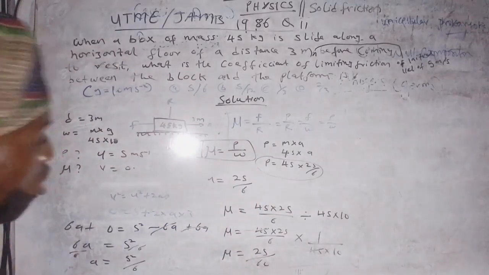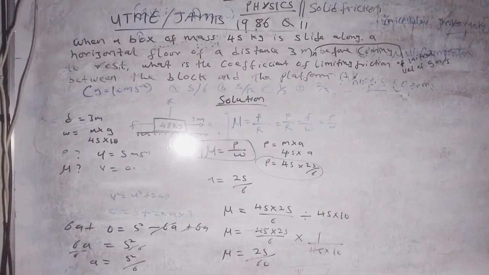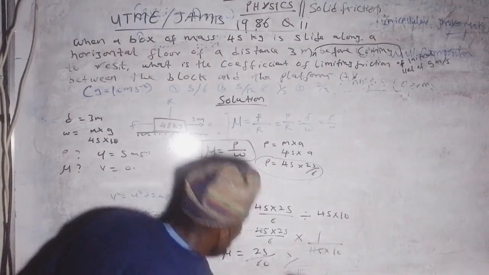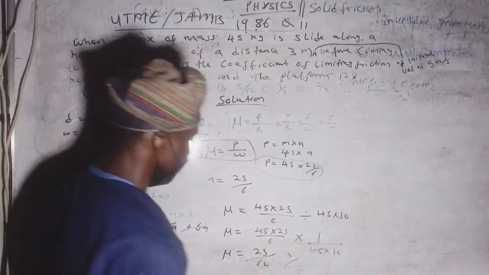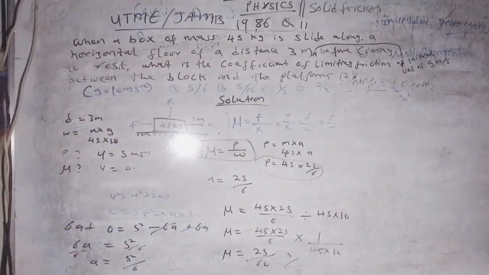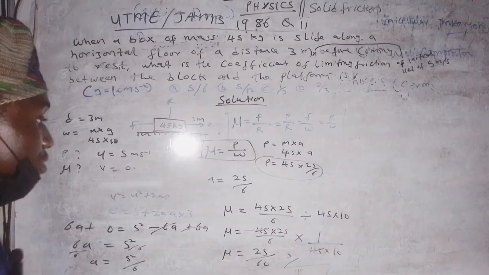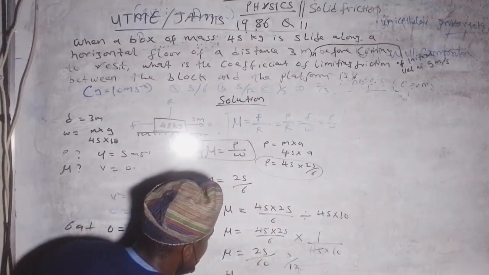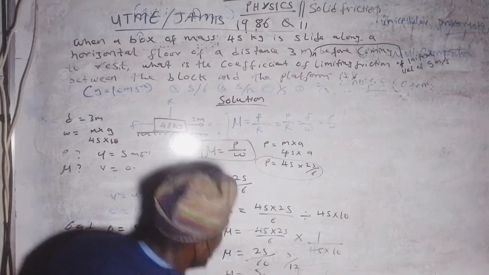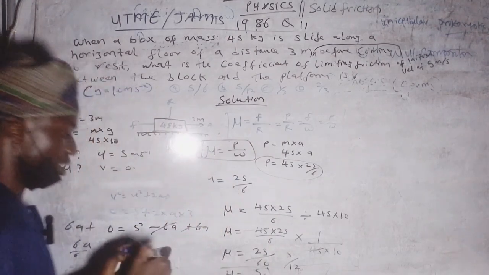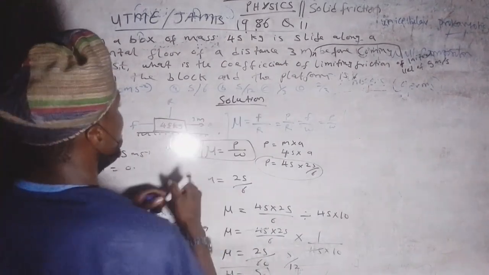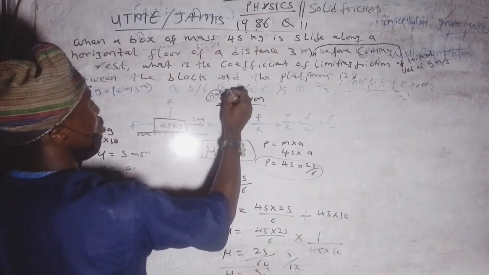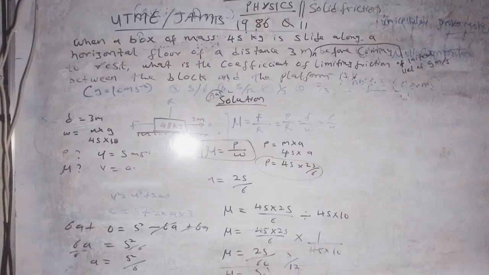We have 25 over 60. Can we reduce this? Yes. 5 in 25 and 5 in 60: 5 over 5, and 60 divided by 5 is 12, since 5 times 12 is 60. So 5 over 12. Our coefficient of static friction is equal to 5 over 12. Let's check the answer. Do we have 5 over 12 here? Yes, option B. So option B is our answer, the correct option.